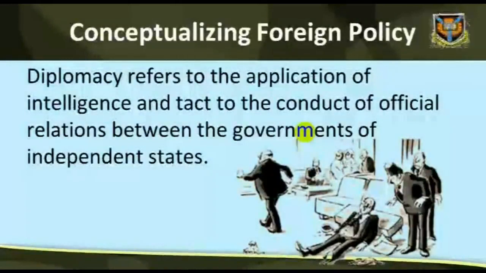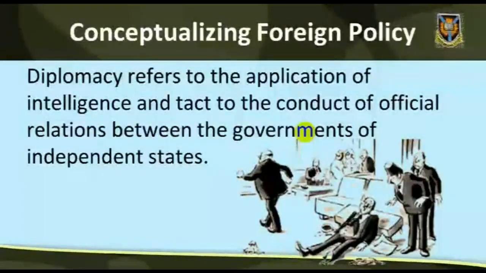Having conceptualized foreign policy, we can also enhance our understanding of the concept by distinguishing it from a similar concept, diplomacy, at the same time pointing out the difference between the two.